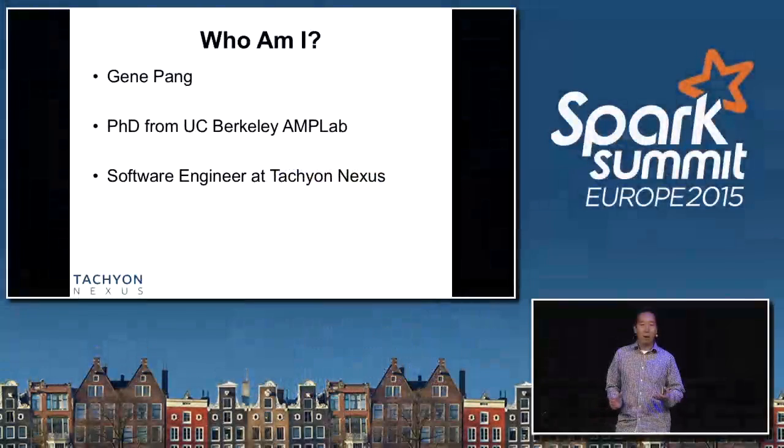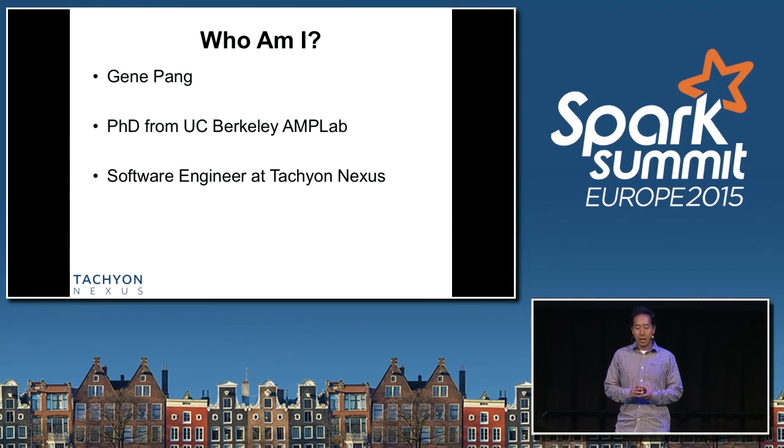Hi, my name is Gene Pang. I just want to thank you for coming to attend this talk, one of the last talks of the conference. I'll be talking about some use cases with Spark and Tachyon, where Tachyon is an open source memory-centric distributed storage system. So I'll give you a little bit of background of who I am. I just graduated recently from UC Berkeley in the AMP lab, which is the same lab that produced Spark and Mesos.